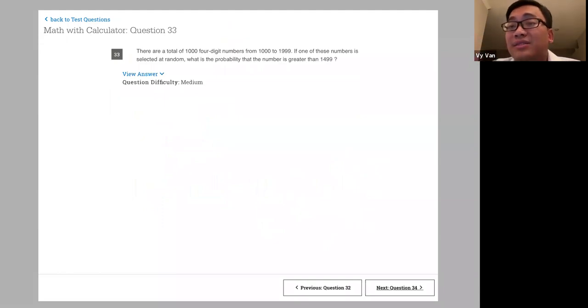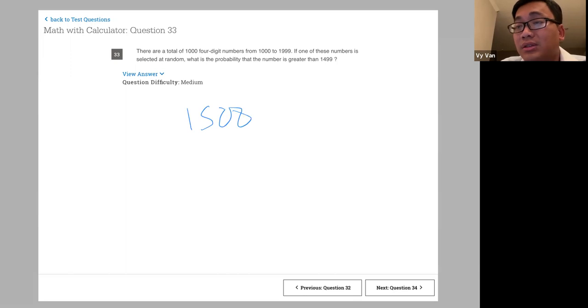There are 1,000 four-digit numbers from 1,000 to 1,999. If one of these numbers is selected at random, what is the probability it is greater than 1,499? That means we want to go from 1,500 to 1,999. Let's see how many numbers that is.